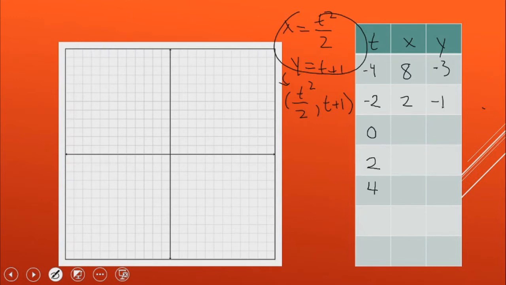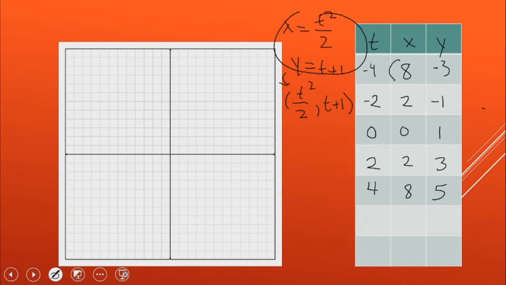When t is 0, x is 0 squared over 2, which is 0, and y is 1 more than 0, which is 1. When t is 2, x is going to be 2 squared over 2, which is 4 divided by 2, or 2, and y is equal to 3, right? And lastly, we have 8 once again. In this case, for y, we have 5.